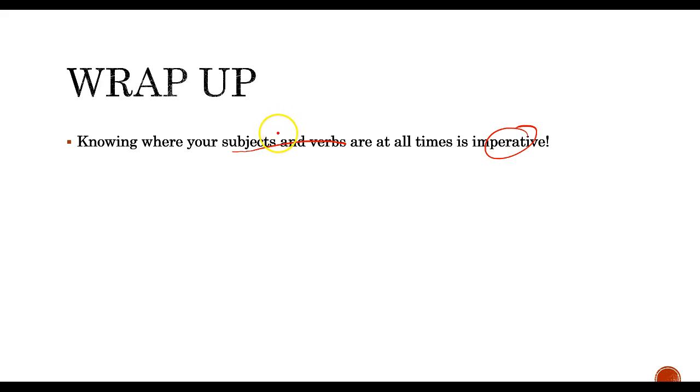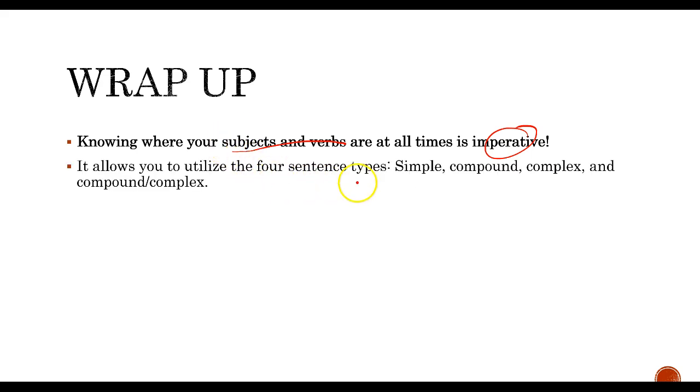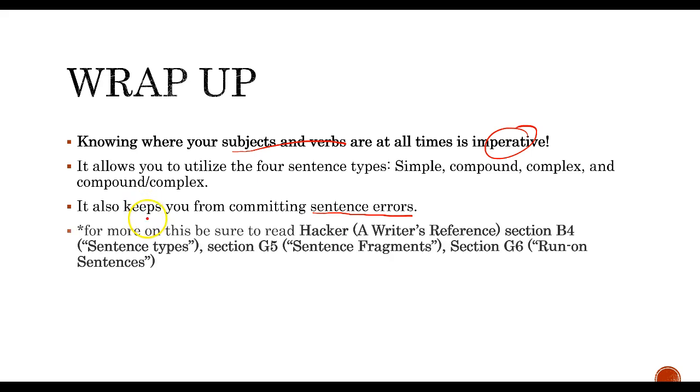It's a little bit more intuitive since I've done it for so long, but you want to deliberately be on the lookout for what your subjects and verbs are in your sentences, so that you can get that variety and control your sentences well. So make sure you utilize the 4 types: simple, compound, complex, and compound-complex. Also, when you understand your sentences, it keeps you from committing those sentence errors, fragment, comma splice, and run-on, that a lot of people make, and that can really confuse readers.